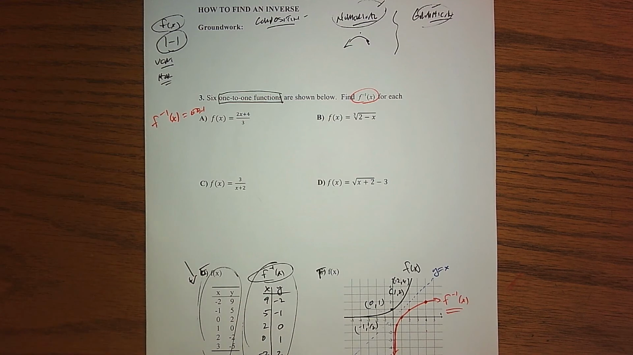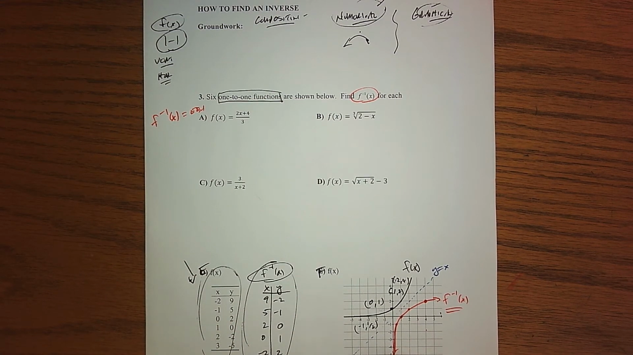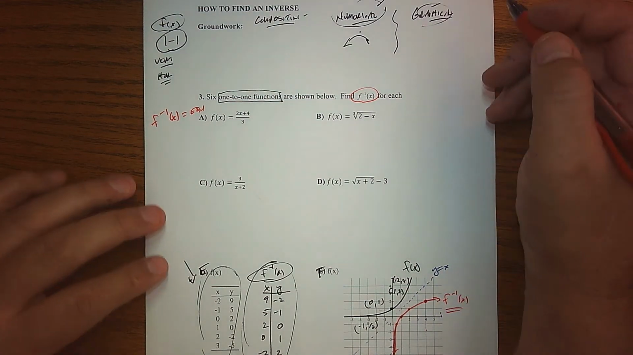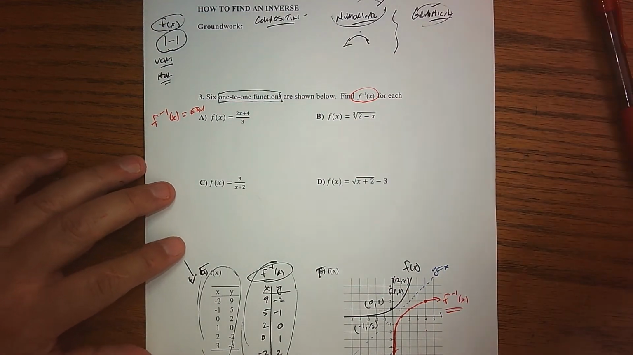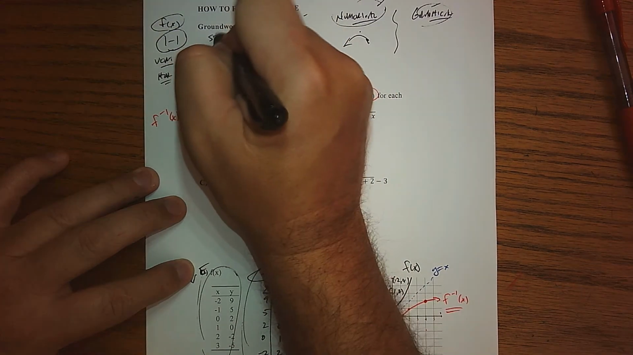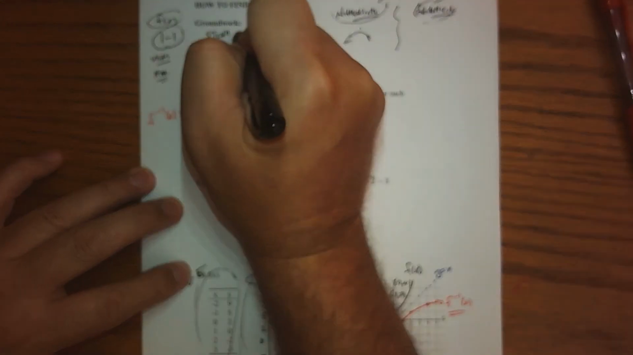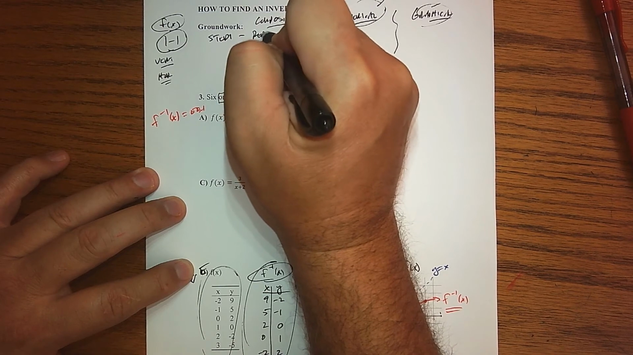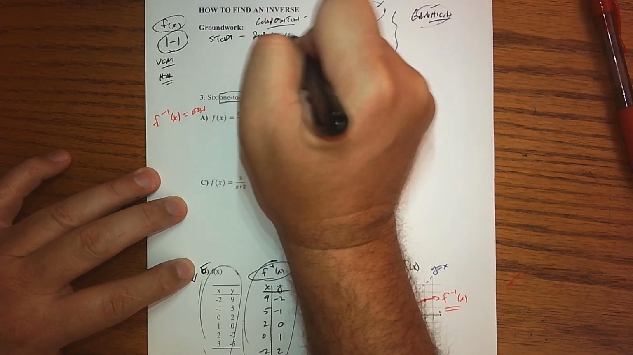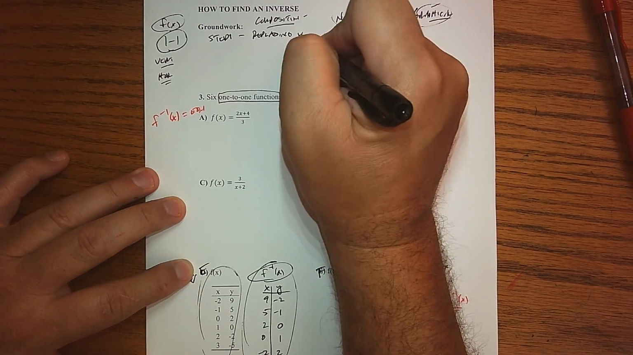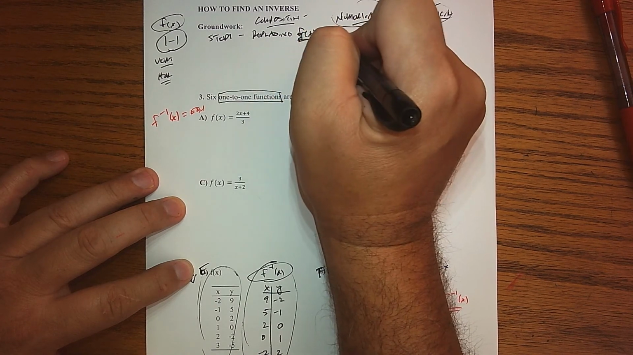Not a table. Even though we could probably go visually, numerically do that. But how do we find the inverse? So here's what we're going to do. Step 1, if you want a step-by-step process, is you're going to start by replacing the f of x with y.